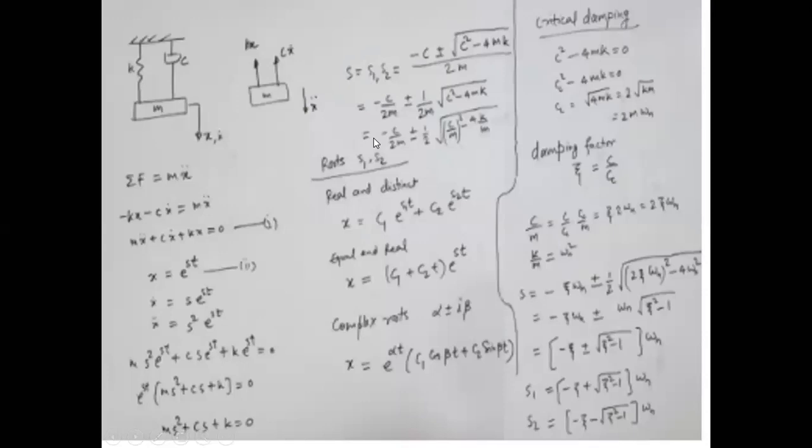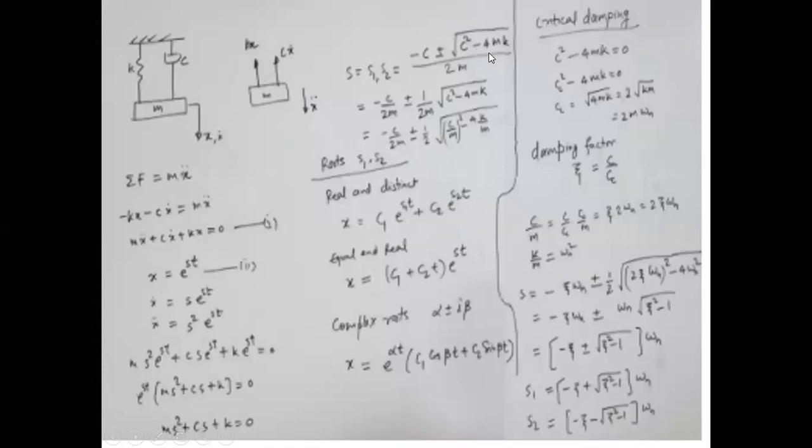Equation for S1 is the equation for the first root, and equation for S2 is for the second root. The difference between the S1 and S2 equations is this sign. For S1, this sign is plus. For S2, this sign is minus. For S1 the sign is positive, S2 the sign is negative. Now it is simplified, and these equations are written in terms of zeta. How is that written? Let's see.